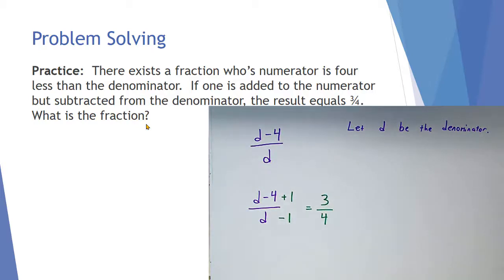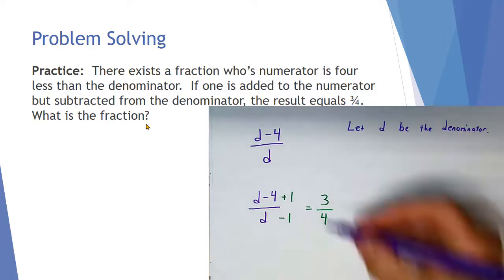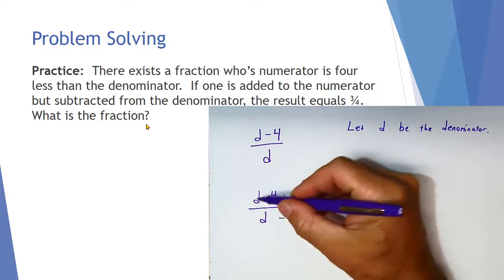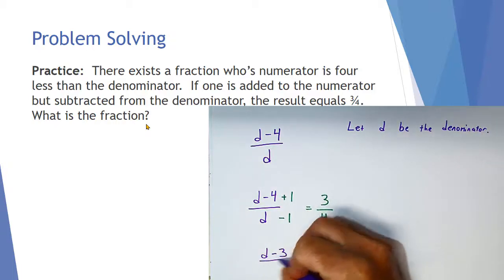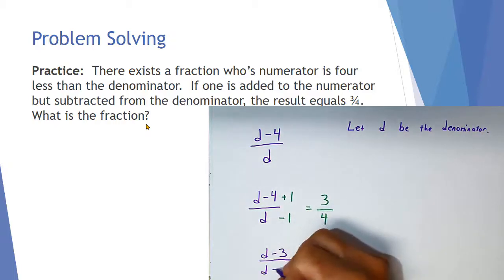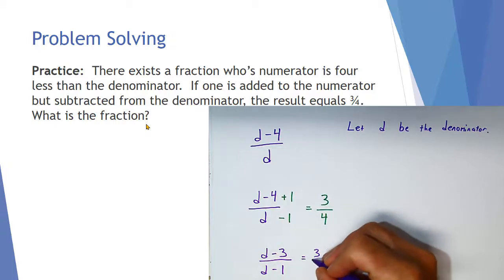Okay, there's the equation that we need to solve. So let's go about that. We can clean this up a little bit. In the numerator, we have d minus 4 plus 1. That's really just d minus 3. And in the denominator, we have d minus 1, and that equals 3/4.